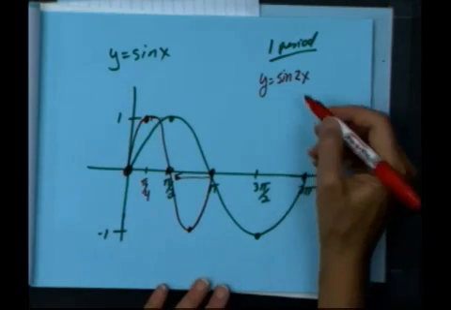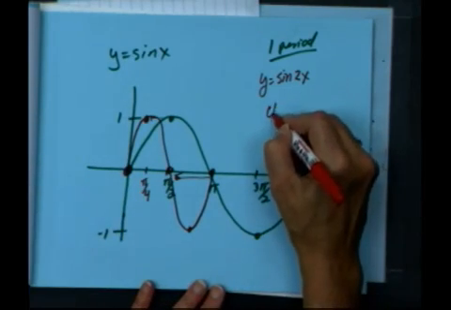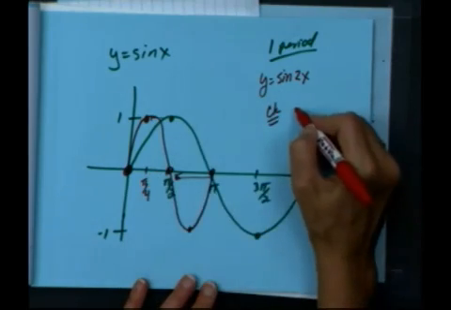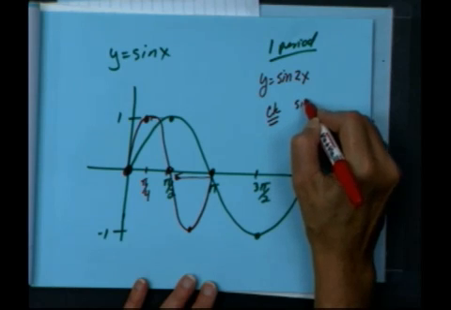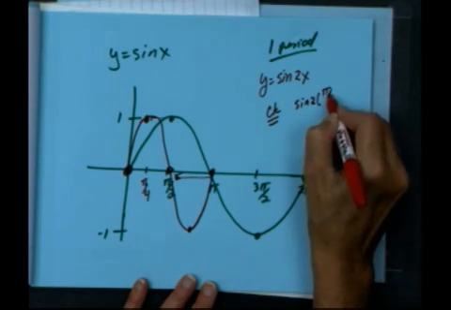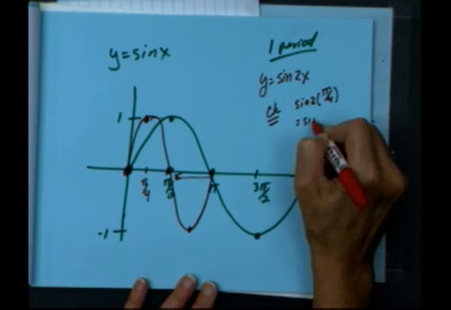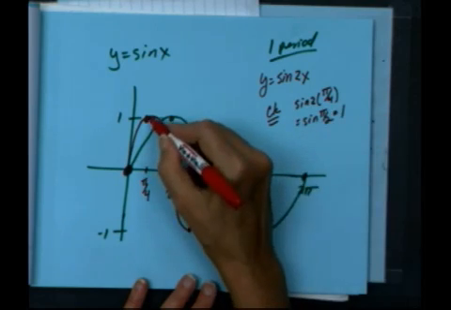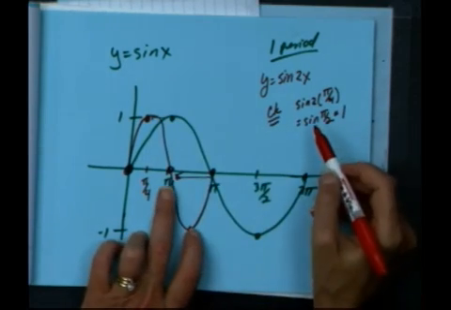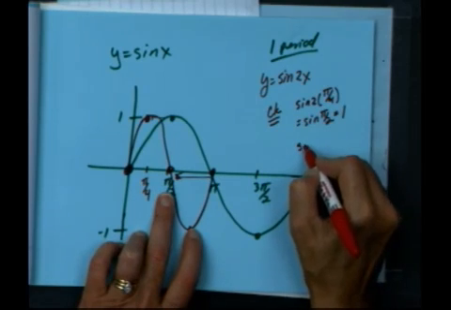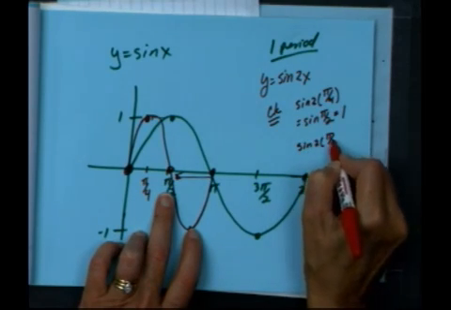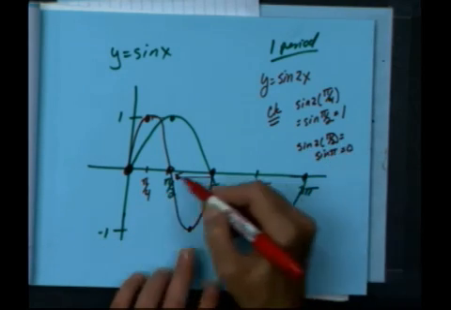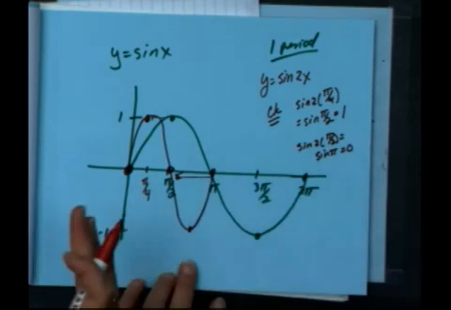All right, but we're never happy without checking. So let's just check it. If I put in pi over 4, I'll be looking at the sine of 2 times pi over 4, which is the sine of pi over 2, which is equal to 1. If I put in pi over 2, the sine of 2 times pi over 2 is sine of pi, which is equal to 0. Okay, is everybody a believer?